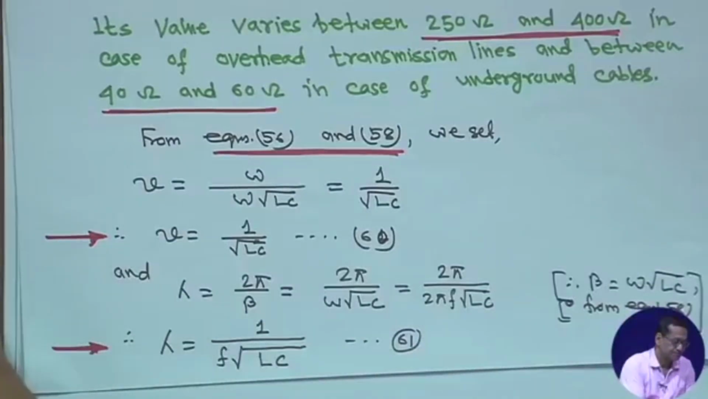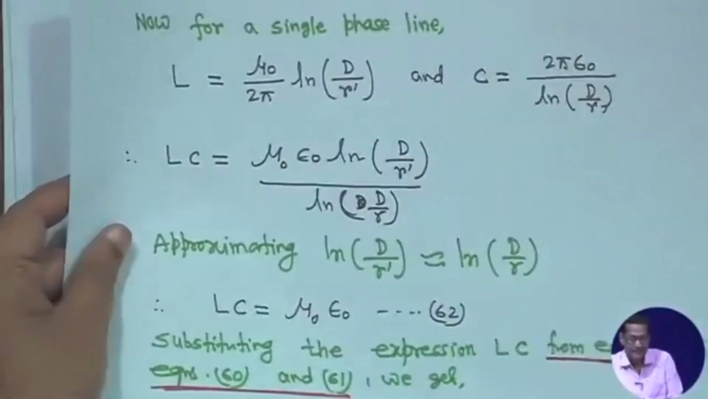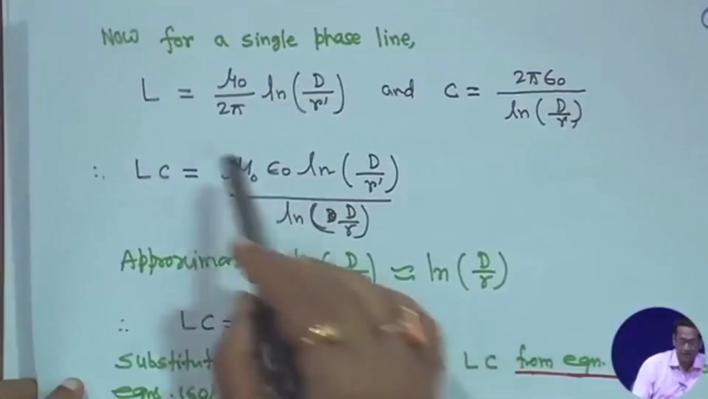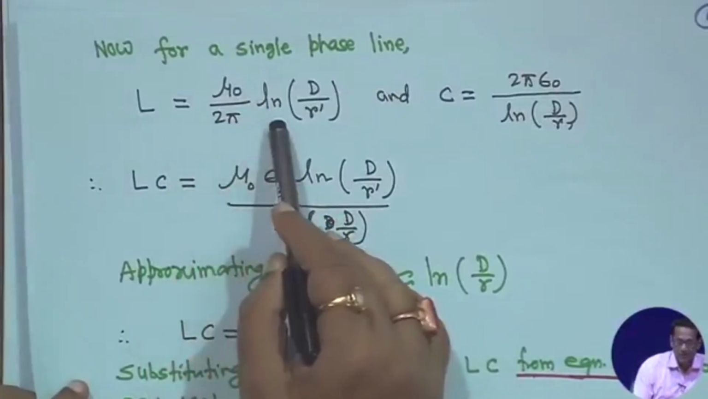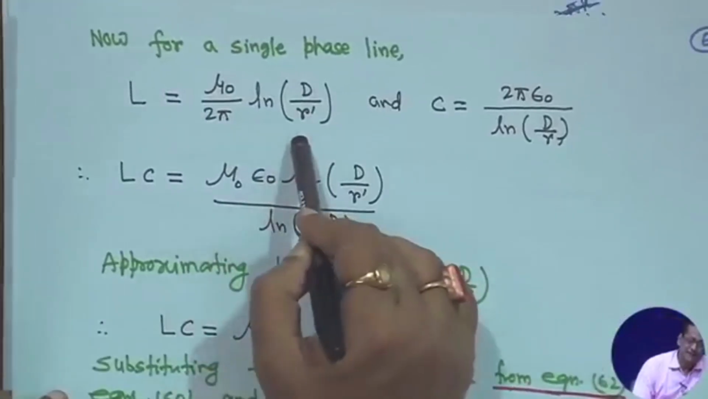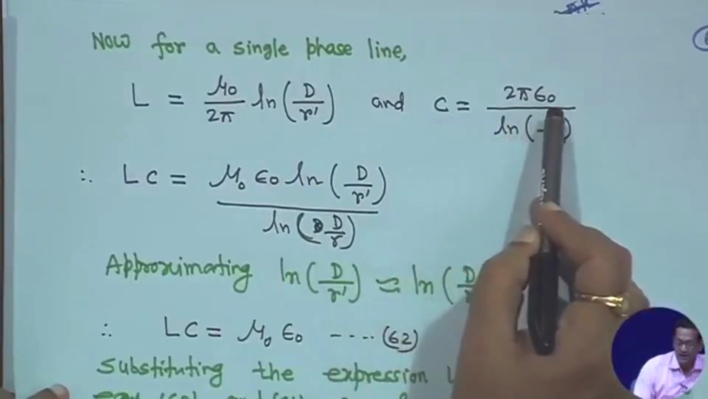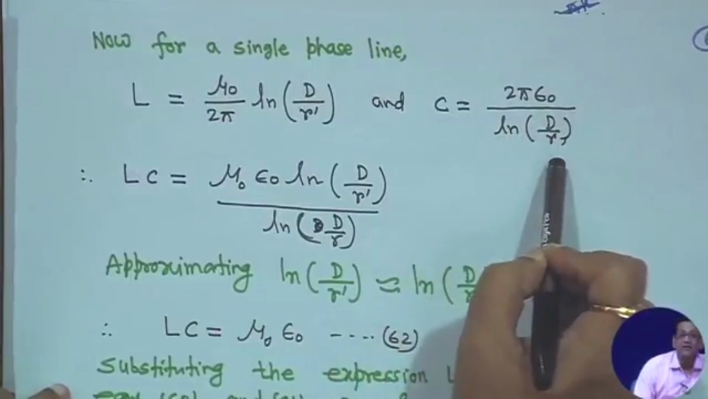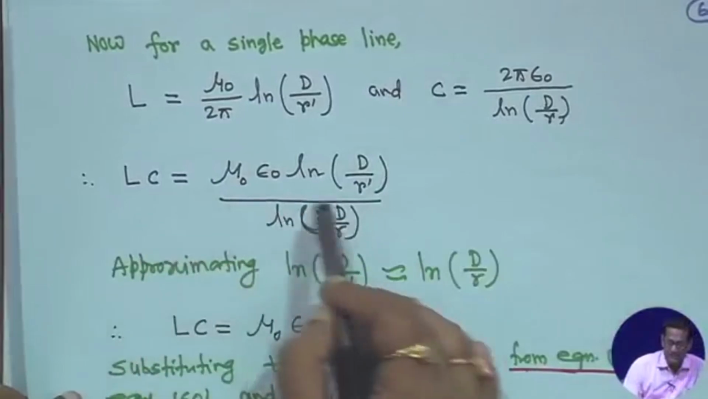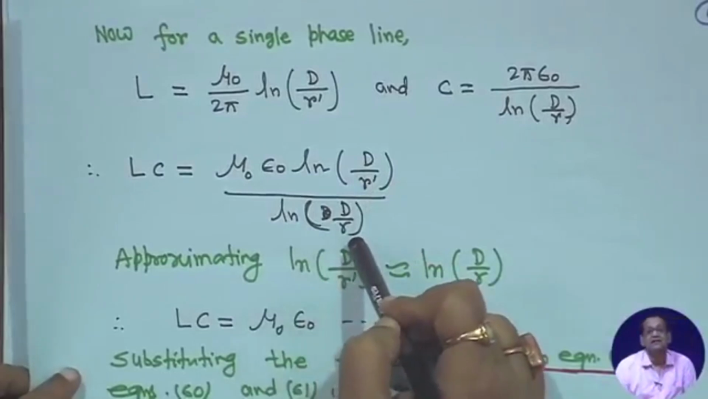Now, we will make some approximation. For a single phase line, while we were computing inductance and capacitance, we got L is equal to mu 0 by 2 pi ln d upon r dash. This we got for the inductance calculation, and the capacitance C is equal to 2 pi epsilon 0 upon ln d upon r. These two we got. Now, multiply these two, L and C. L C is equal to mu 0 epsilon 0 ln d upon r dash divided by ln d upon r.